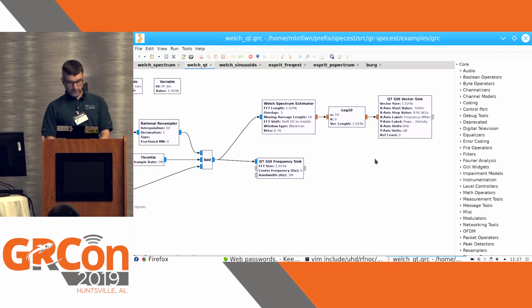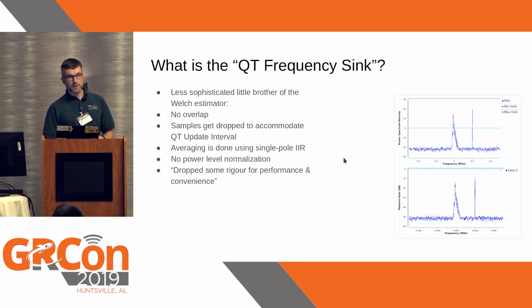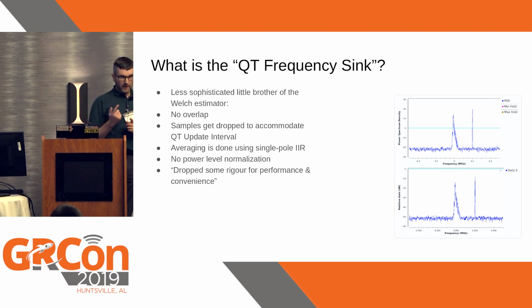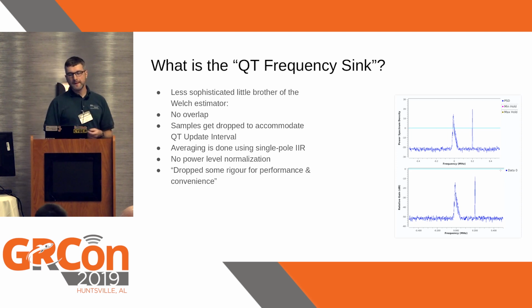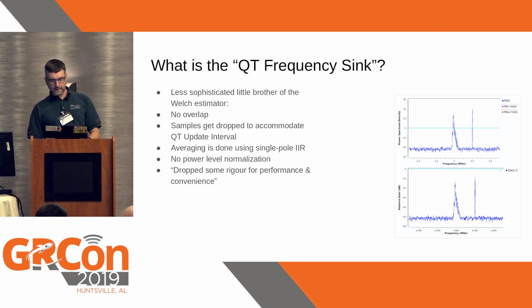So the QT GUI frequency sink has a couple of differences. It will drop a whole bunch of samples, which means it's technically not quite as accurate. But the only purpose of this sink is for you to look at it, so it doesn't have to be perfect, because your human eye can't track the spectrum that well anyway. And the other thing it does, it uses a single pole IIR instead of a true moving average filter, which is simply more efficient, and which is also fine. So we just basically drop some of the scientific rigor of Welch's algorithm, which we don't need for performance's sake.